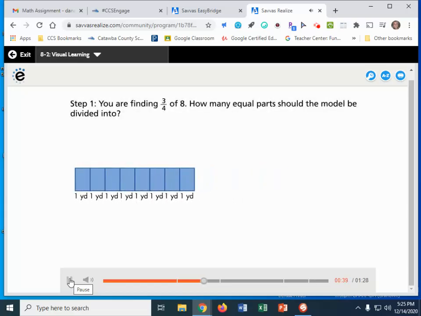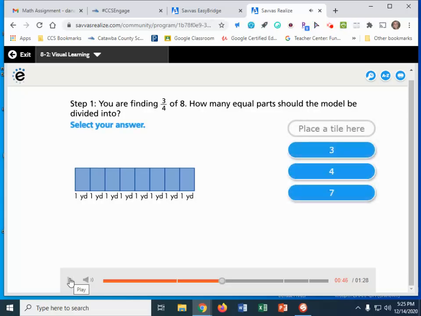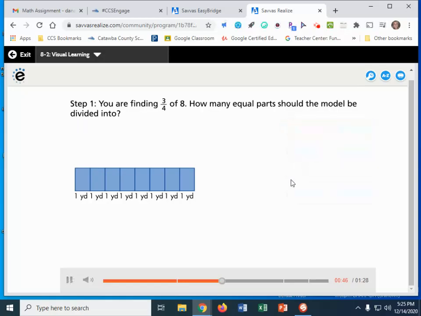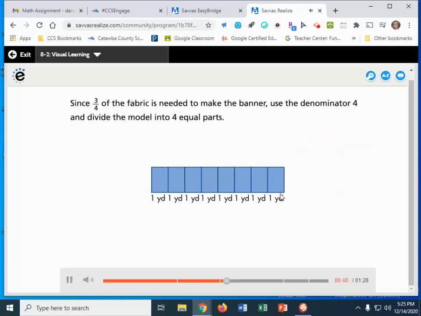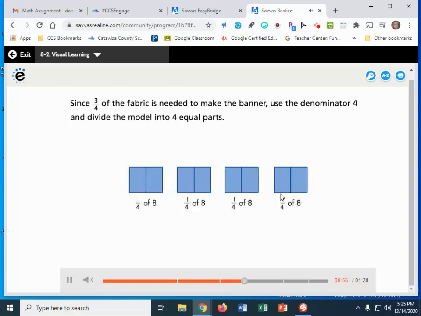Step 1. You are finding 3/4 of 8. How many equal parts should the model be divided into? Select your answer. All right, so we're going to look at the denominator, and we need 4 equal parts. Since 3/4 of the fabric is needed to make the banner, use the denominator 4 and divide the model into 4 equal parts. 1/4 of 8 equals 1/4 times 8 equals 2.